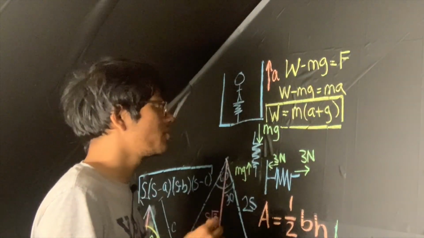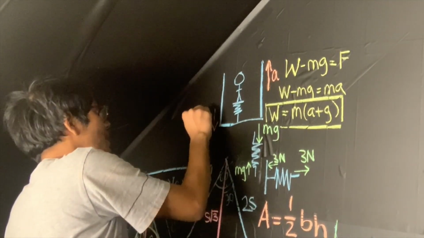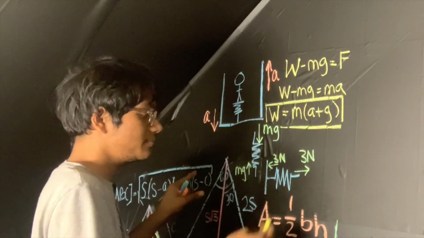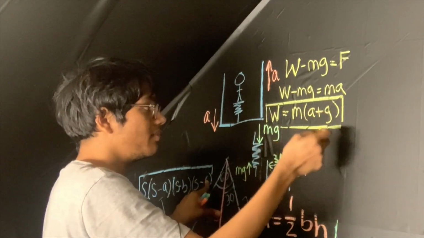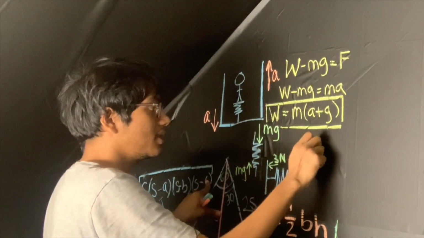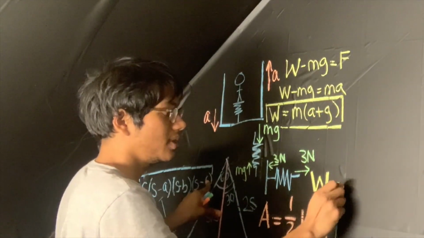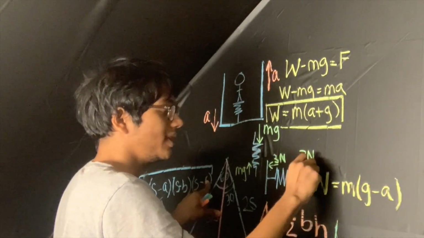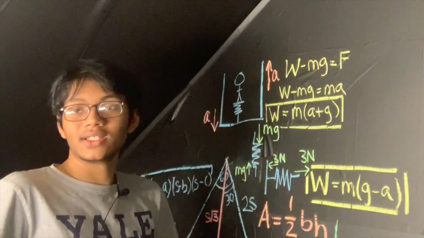How about when the elevator is going down? It's pretty much the same scenario, except now you're going to feel lighter. When the elevator is accelerating downwards, the weight you're going to feel is going to be not a plus g times m, but a minus g times m. So the weight you feel is going to be m times g minus a, and that's the apparent weight you're going to feel when the elevator is accelerating downwards.